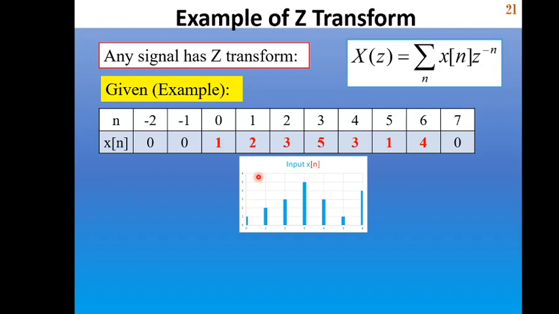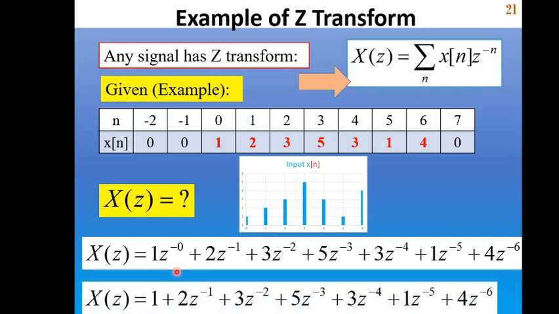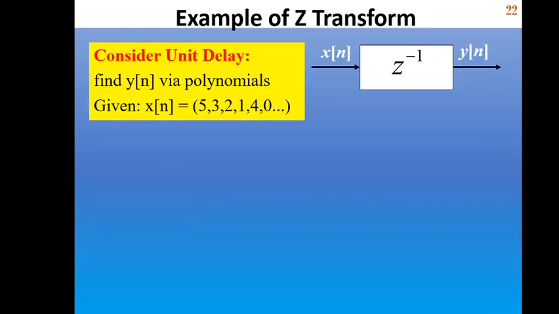Now the G transform of the input can be expressed in this form. This equation can be simplified further and written in this form. Now consider another example of unit delay. This block represents the system where the impulse response is Z to the power minus 1. Input samples in the time domain are given.